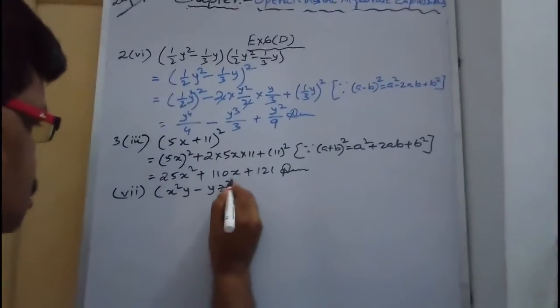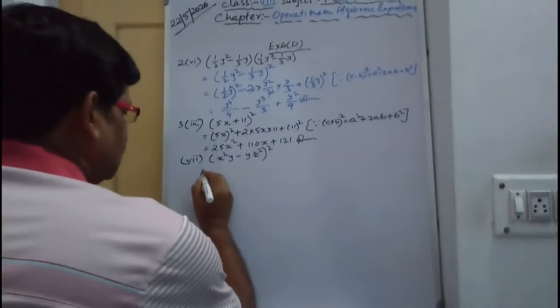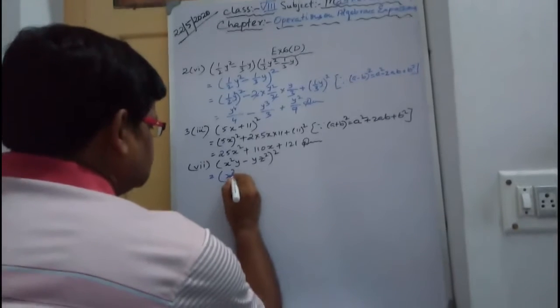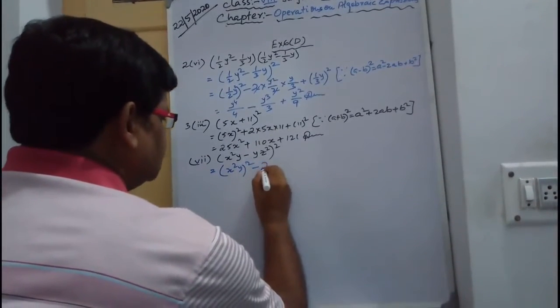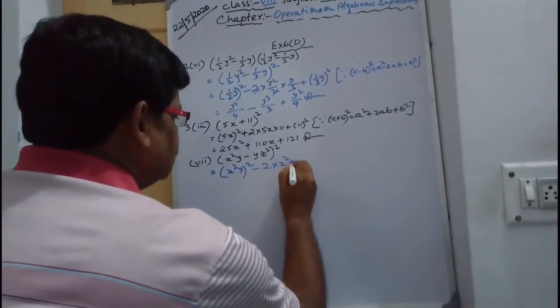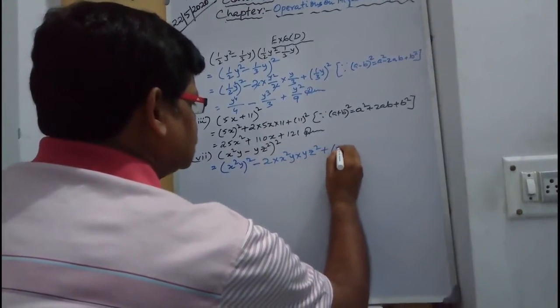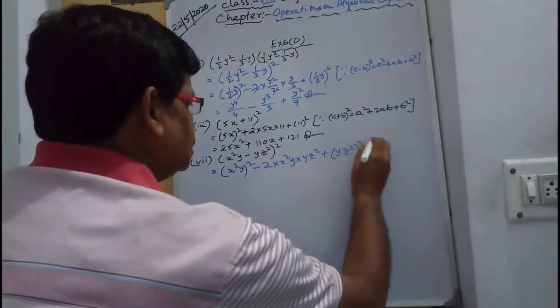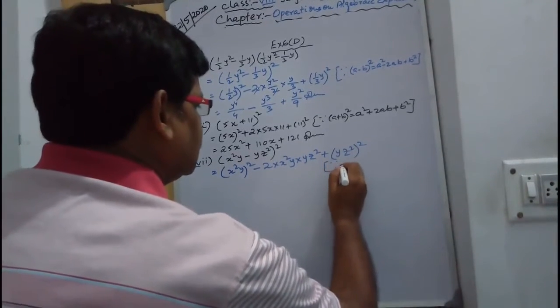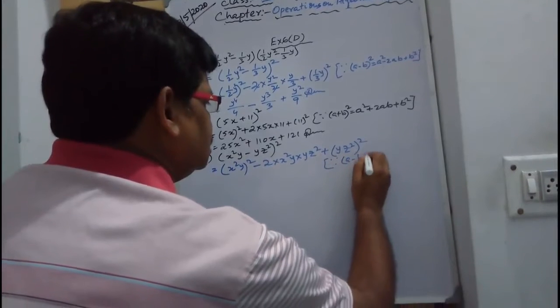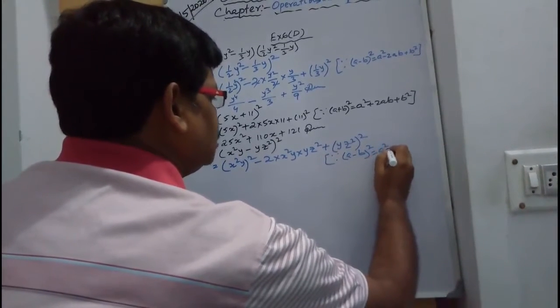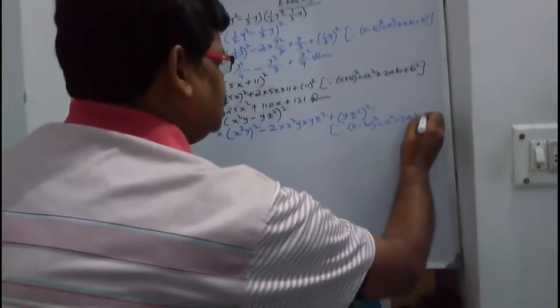Now Roman 7, (x²y − yz²) whole square. Now (x²y)² − 2·x²y·yz² + (yz²)². So here, a − b whole square equals a² − 2ab + b².